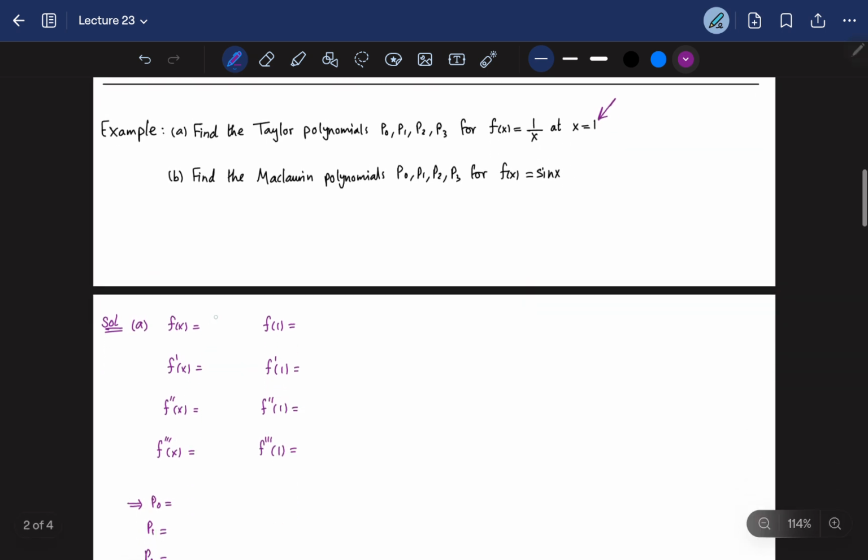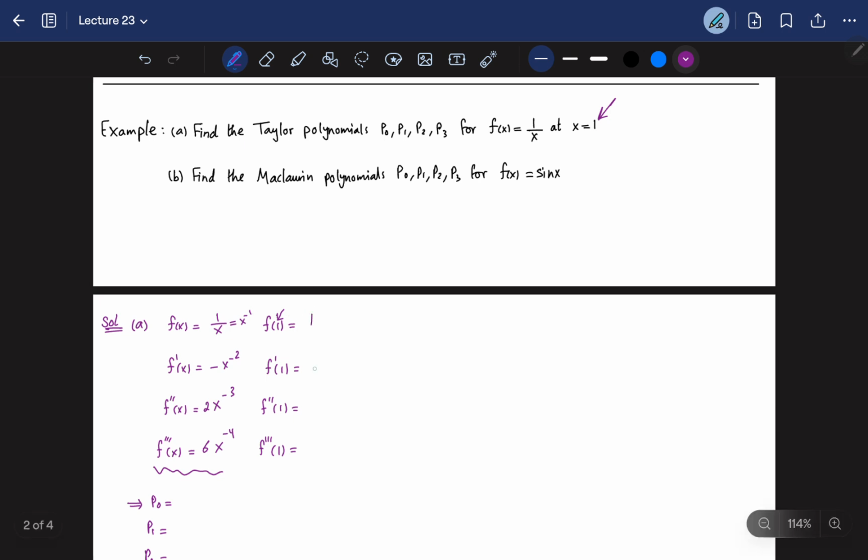So let's see. My function is 1 over x. You can represent this as x to the negative 1. The first derivative is minus x to the negative 2. The second is 2x to the negative 3. Then we have minus 6x to the negative 4. Now since I want to find the polynomials p0, p1, p2, and p3, I only need the derivatives up to the third derivative. So now let's plug in the values.